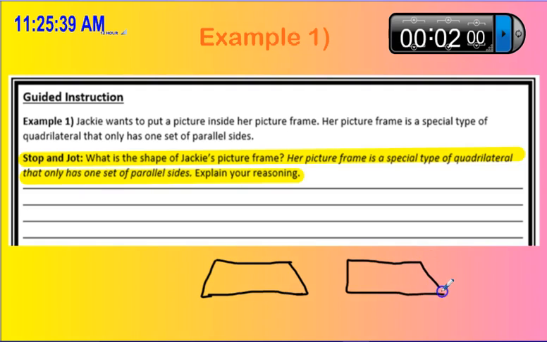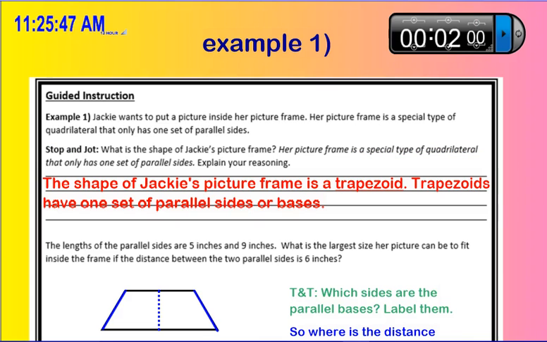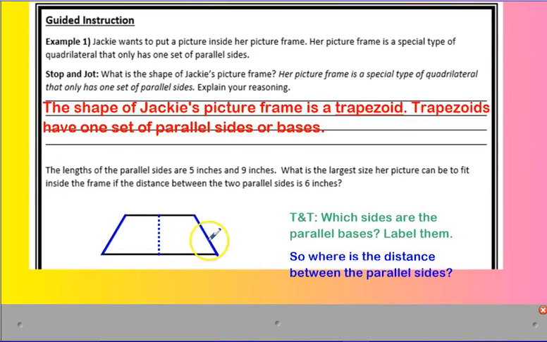It is really important that when you are given a word problem, you draw a picture of the shape. That's the only way that you're going to know how to solve it. So we're going to look at this shape. We're going to assume that this is the way that her picture frame looks. So the lengths of the parallel sides are 5 inches and 9 inches. So we're going to label this 5 and this 9. What is the largest size her picture can be to fit inside the frame if the distance between the two parallel sides, here's the distance between, is 6 inches?